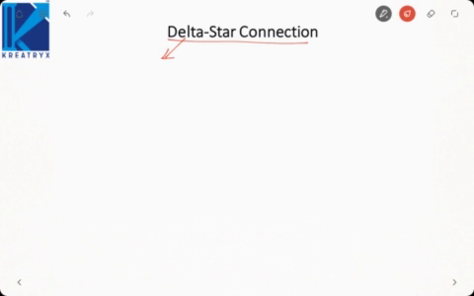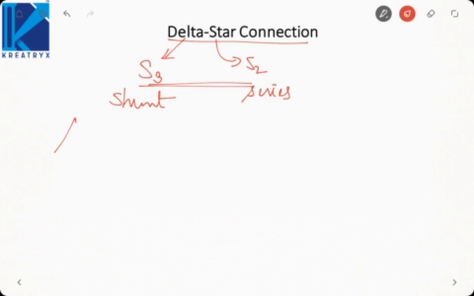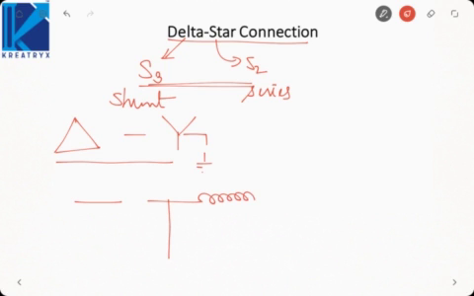Now primary is delta connected, we will operate S3 here. Secondary is star connected, we will operate S2 there. Okay, this is my shunt switch. This is your series switch. Again, first let us consider the case of delta star ungrounded. Since primary is delta, we will operate shunt switch. Secondary is star, we will operate series switch. But since it is ungrounded, we will keep it open.